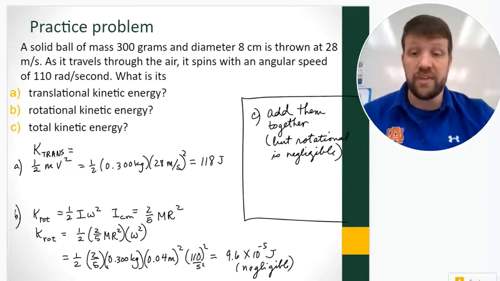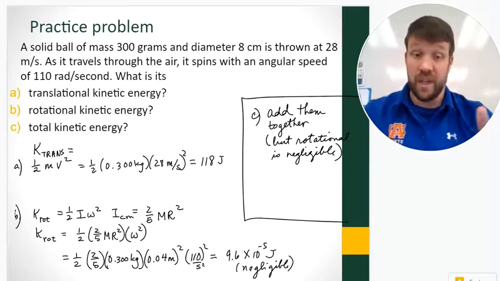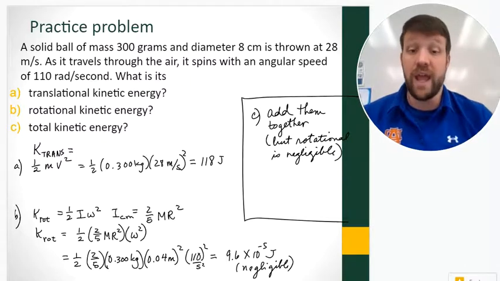So same problem up here at the top. The translational, 1/2 mv squared. Boom, there we go. Okay? I mean, just what we've done before. You've had a lot of practice with this. There you go right there. We've got our 1/2 mv squared.